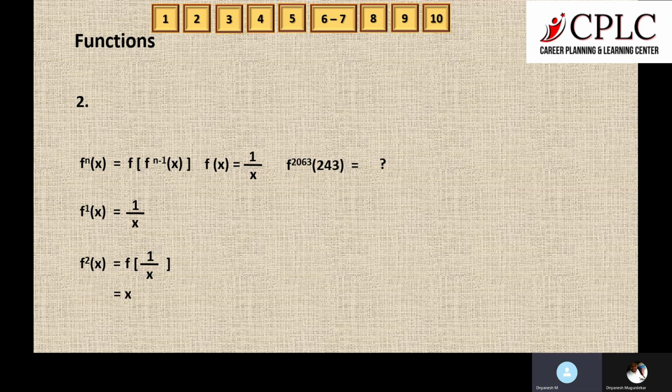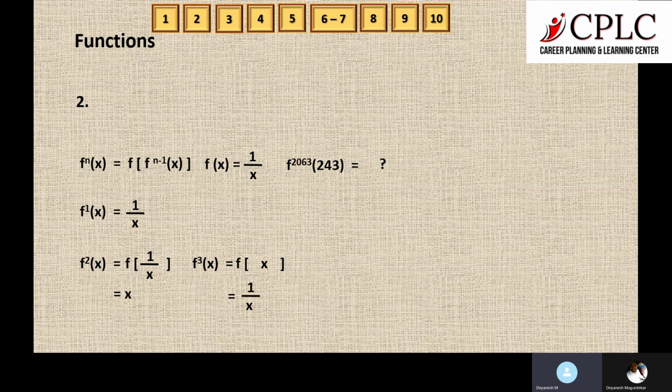Again, f2 of x is x, substitute n as 3. Whenever you substitute n as 3, you get f3 of x. f3 of x will be f of f2 of x. f2 of x we have already calculated, which is x. So you are supposed to find out f of x. For f of x, the answer is 1 upon x. So the value of f3 of x is 1 upon x.